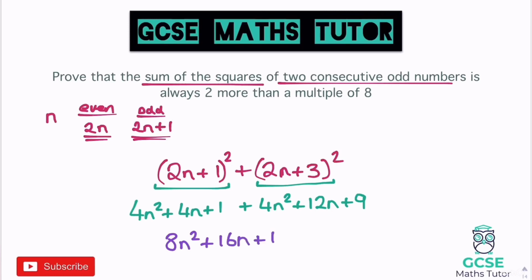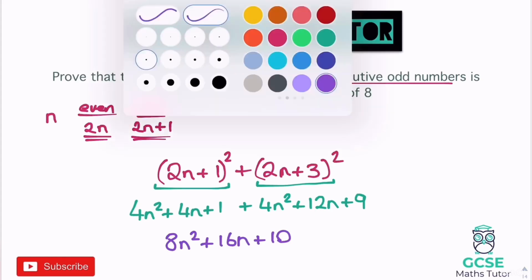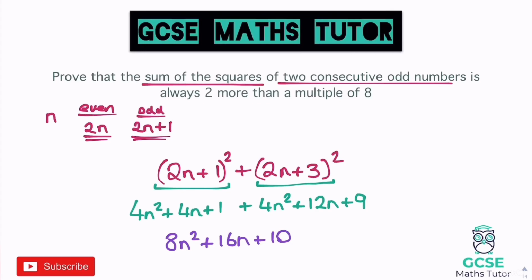is 10. Now what I could do at this point is, if it had said prove that it's always even, or prove that it's a multiple of 2, I could just factorise it by 2, and that would show that any number that I sub in there would be multiplied by 2, but it doesn't say that. It says it's always 2 more than a multiple of 8. So I'm looking to try and factorise this by 8. And if you have a look, the first piece divides by 8, doesn't it? I can do that. Let's have a look. Divide that by 8, or factorise it by 8, we get n squared.